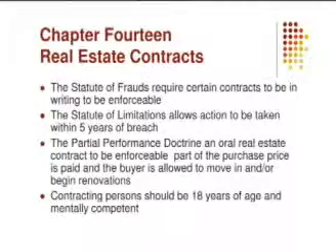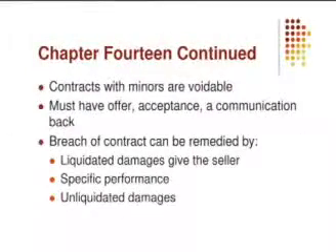Contracting persons should be at least 18 years or older and mentally competent, although they don't necessarily have to be, they should be. Contracts with minors are what we call voidable. You must have an offer, an acceptance of that offer, and a communication back in order to create a contract. The breach of contracts can be remedied by either liquidated damages, given only to the seller, specific performance, and unliquidated damages.